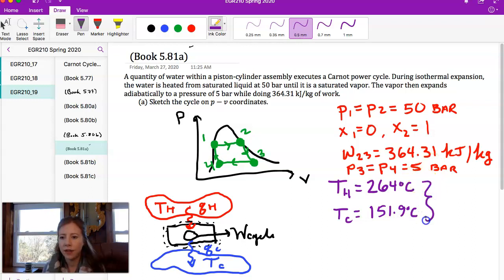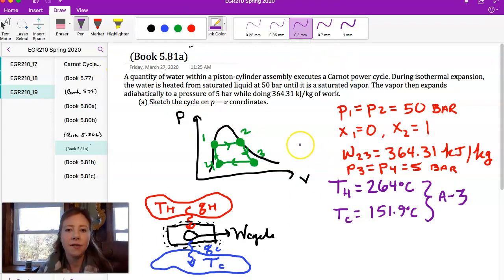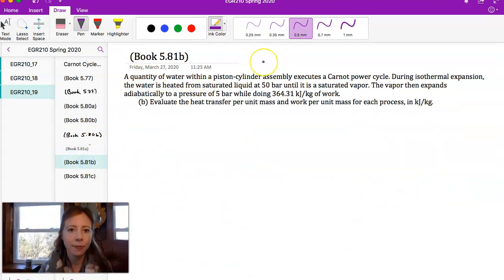And this is going to be table A3. We looked this up. Okay. So we know lots of stuff here. We sketched the cycle on PV coordinates. So that was part A. We have some information to move on with. And so let's keep going to part B.